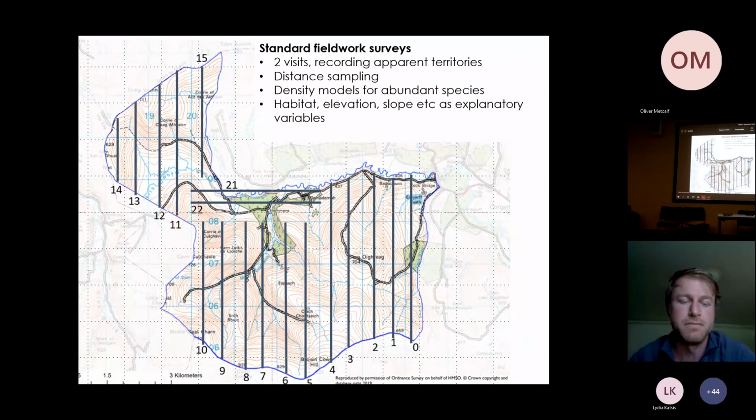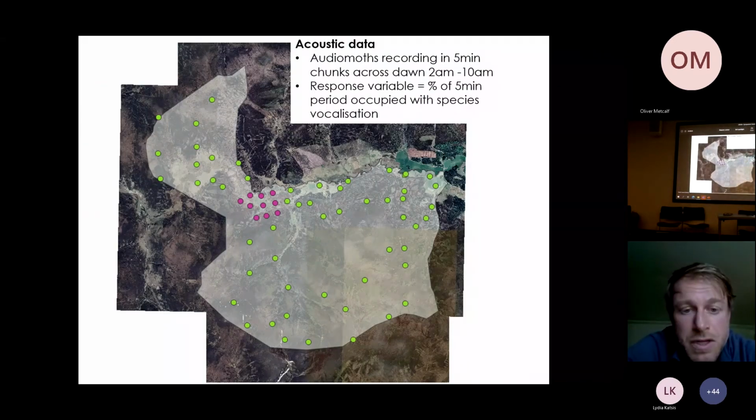So I'm walking these transects using standard BBS-type methodology and then distance sampling to characterize the densities of different bird species across the estate, but with a focus on curlew. And I'll model the relative abundance using sensible variables like habitat, elevation, and slope to produce a density surface model of particularly curlew, but other species as well. And I've got a whole load of AudioMoths.